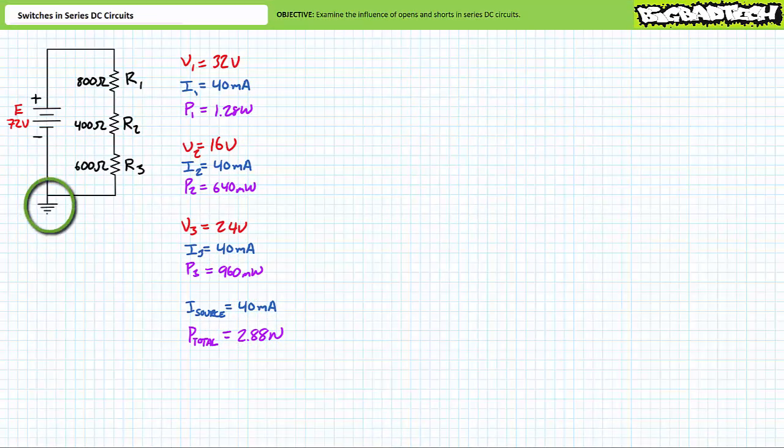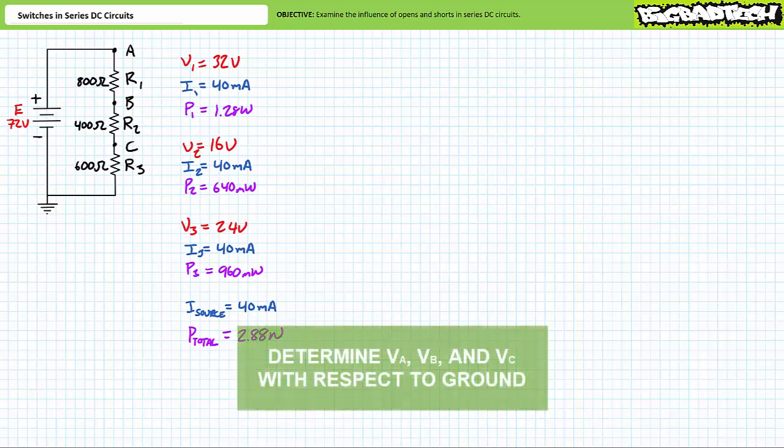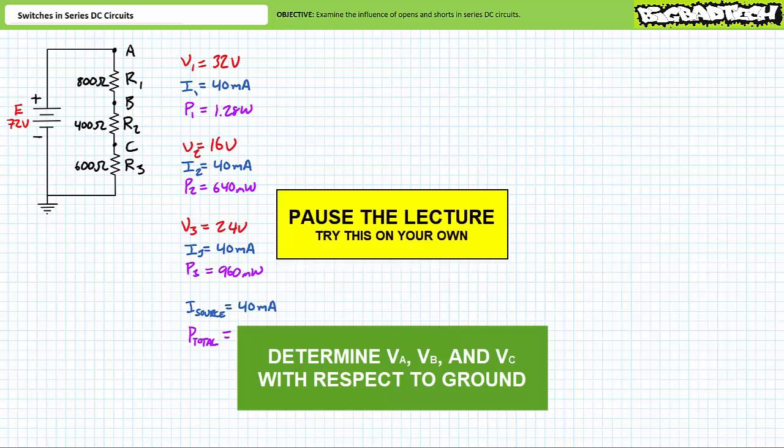Let's say we ground reference the negative terminal of the source and assign the following nodes, A, B, and C. See if you can use Kirchhoff's voltage law to determine the following voltages with respect to ground. VA with respect to ground, VB with respect to ground, and VC with respect to ground. By all means, pause the lecture and try this on your own. If you're tracking, you should have obtained the following results.